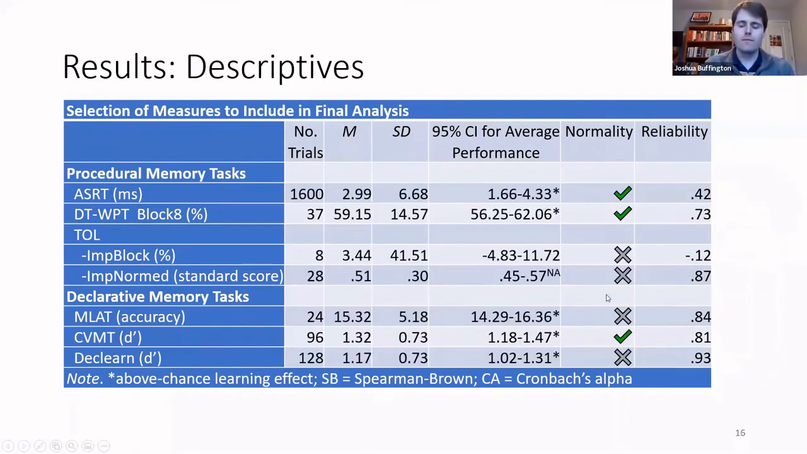So there's a lot more information in this table, but I just want to quickly note one important finding, which is that the tasks that we used in our final analysis, none of them failed to show a significant learning effect. So here we see reliable learning effects as measured by the 95% confidence interval for these tasks in our final analysis. So we are seeing learning at the group level.